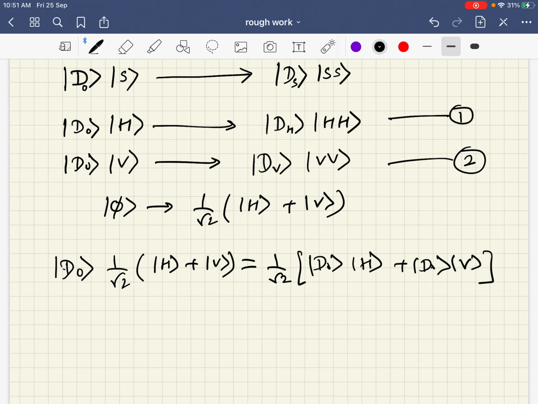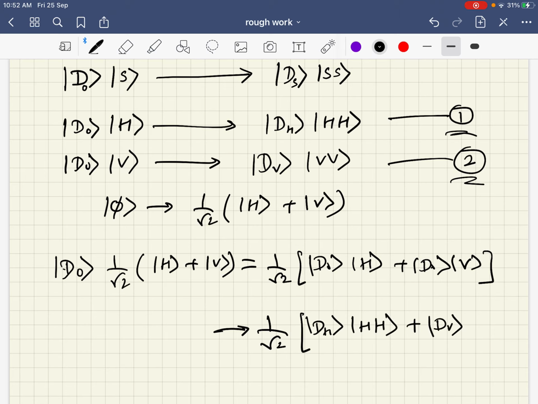Cool. Now according to equations 1 and 2, this should be transformed to a state d_h horizontal plus d_v vertical. Okay, now you must be wondering why this d_h and d_v are different. You may take them to be the same, you can take them to be d naught. Let's suppose the system doesn't change at all.